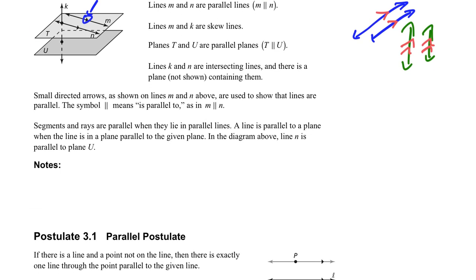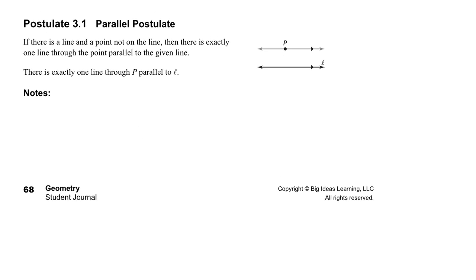Let's look at our first postulate here. Our first postulate says if there is a line and a point not on that line, then there is exactly one line that can go through that point that is parallel to the line. So what that means is, let's say we're given line L. So here's line L, and we have point P. There is exactly one line that we can draw through point P that becomes parallel with line L. That's the parallel postulate. Okay, let's go to the next one.